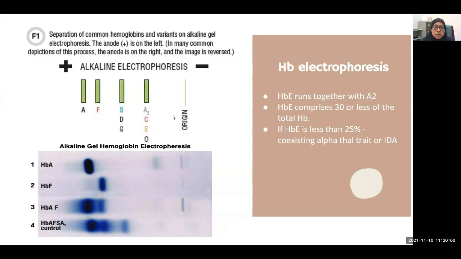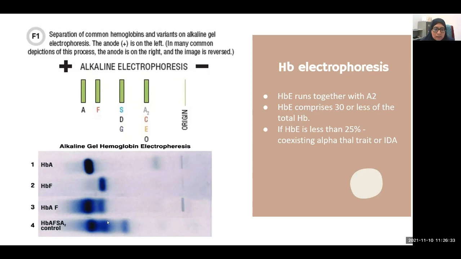So this is the electrophoresis. This is the normal one. From the origin, HbE also runs together with A2. So we can have A2 here, and together it runs with other hemoglobins, which are hemoglobin C, hemoglobin E, and also hemoglobin O. So the way to remember it is HbA2 runs together with CEO. After that, we have hemoglobin S, which runs together with D and G, and then F and A.